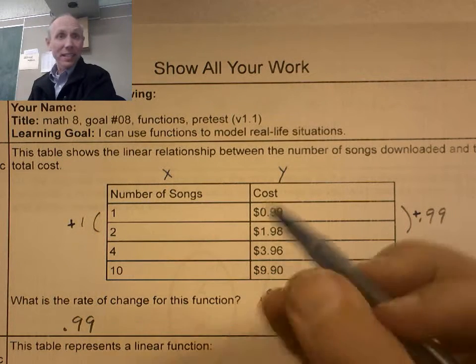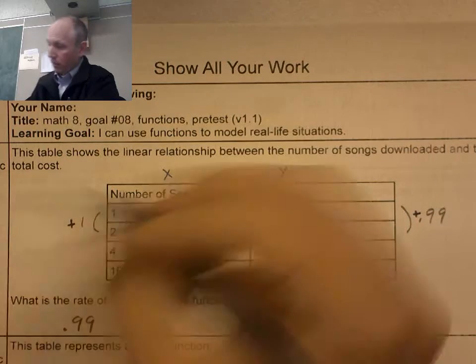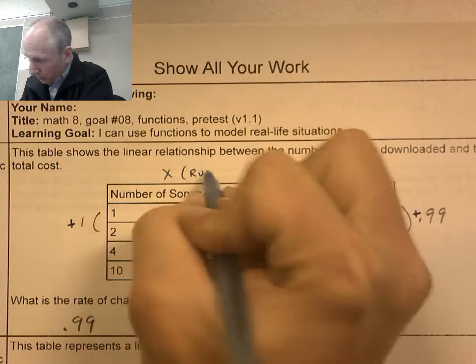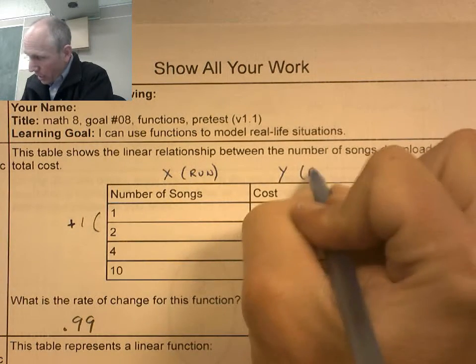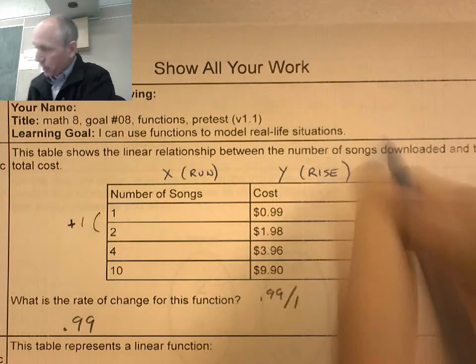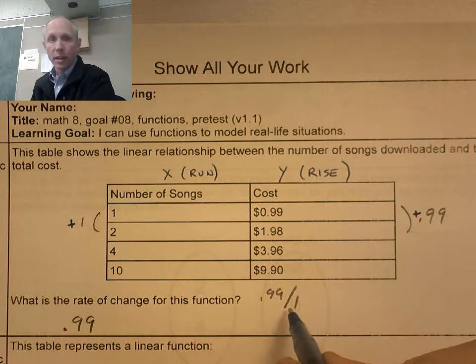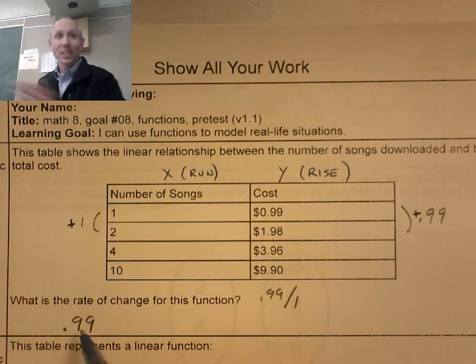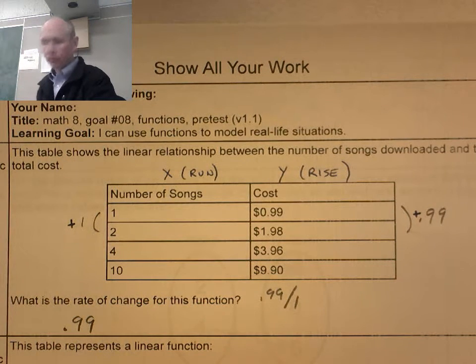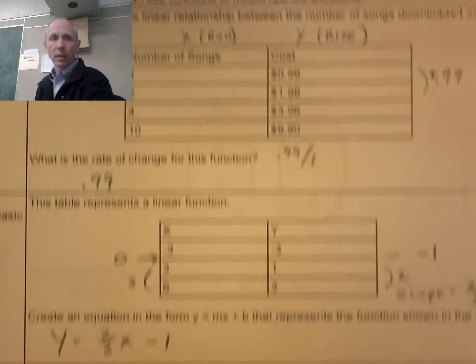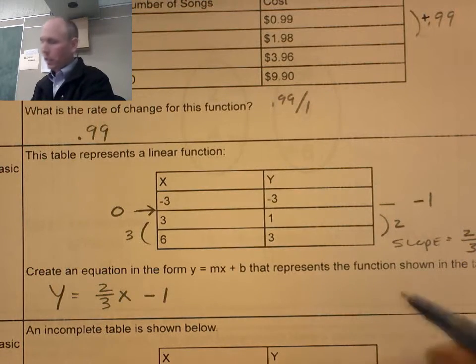It's basically X is the run, and this is the rise. So if I put it together as rise over run, the rate of change, which is another word for slope, slope and rate of change are the same thing, is 0.99. There we go.